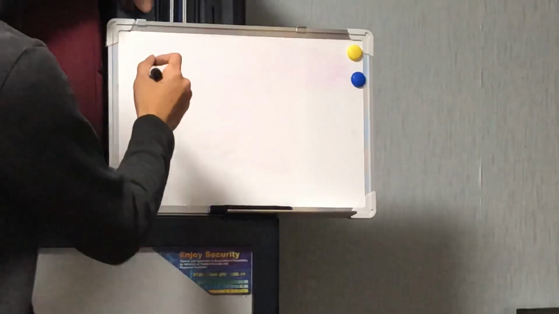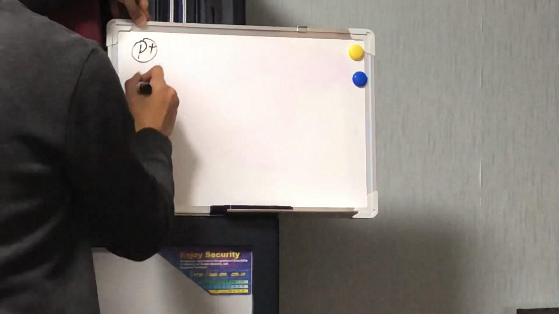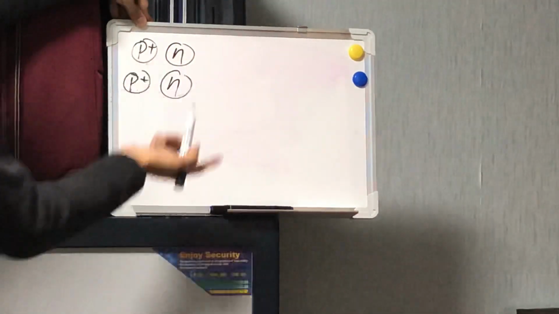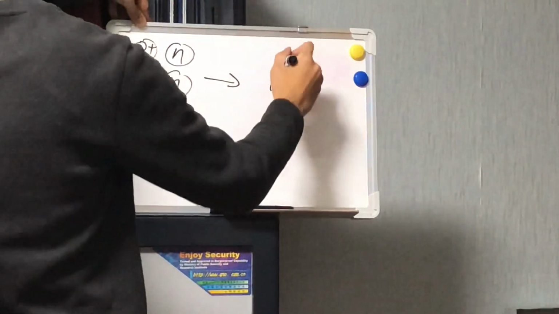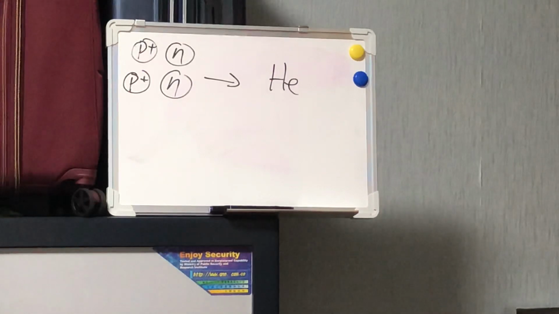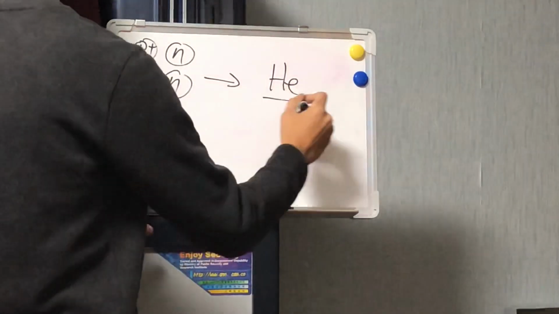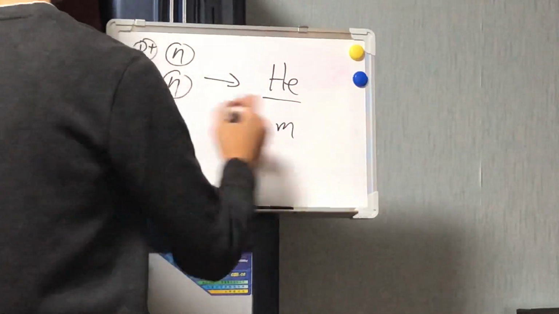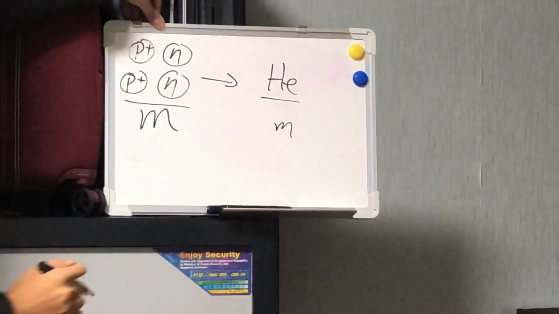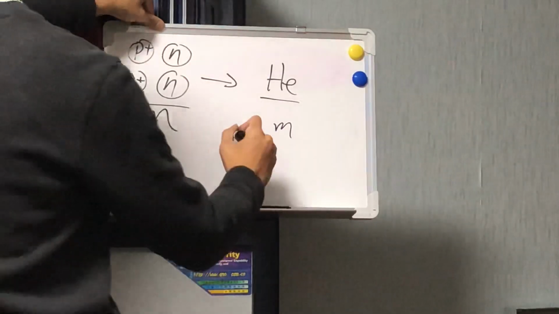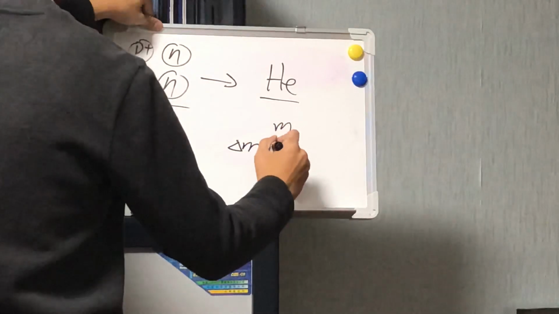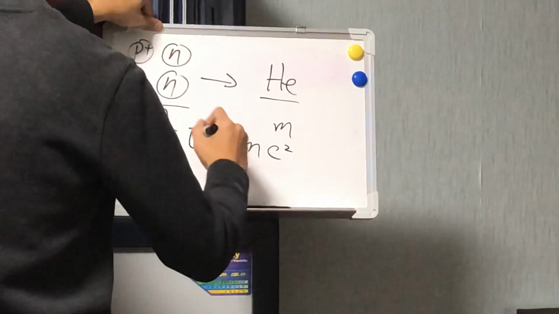So first, if you have two protons and two neutrons and you combine them together, you will get helium. After the calculation, you will find that the mass of the helium is smaller than the mass of these four particles. So there is a delta M here, and you can convert the delta M into energy.